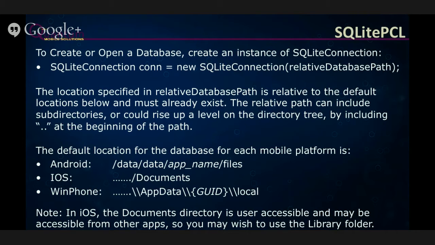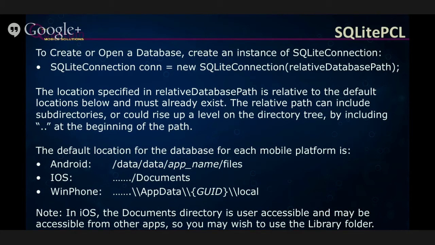So basically, you create or open a database using an instance of SQLite connection, and it's really easy. You just put SQLite connection equals new SQLite connection with a relative database path. Now this location is relative to the default locations used for the platform that it's running on. Okay, and it must already exist. It won't create its own folders to put things in. Not currently, anyway.